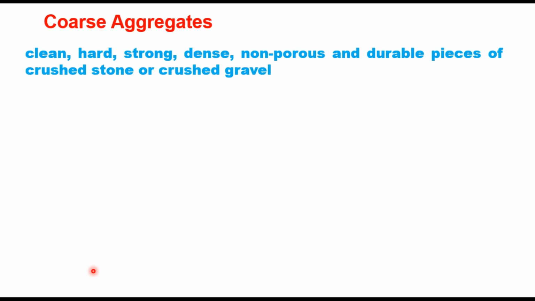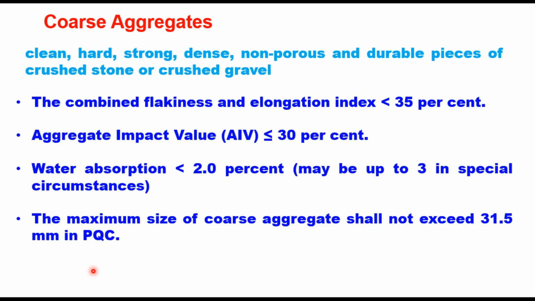Now coarse aggregate. Coarse aggregate will be clean, hard, strong, dense, non-porous and durable pieces of crushed stone or gravel. These aggregates are to be tested for their suitability before using in the concrete, and for that these tests are prescribed in IRC 44. Combined flakiness and elongation index should be less than 35%.